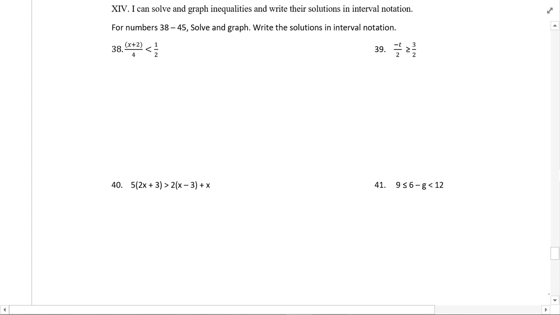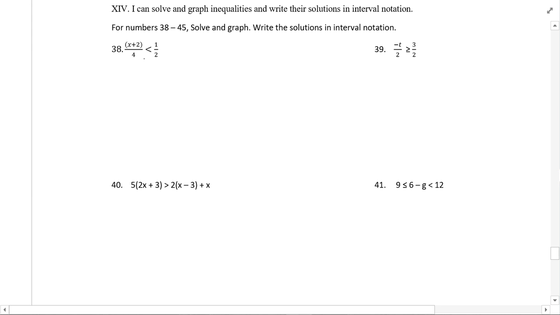19, I can solve and graph inequalities and write their solutions in interval notation. All right, so you'll probably know how to solve these. You probably know how to graph them. The part that you may not be familiar with is the interval notation. And interval notation is just another way of writing our solution. So first let's solve it, and then I'll show you the interval notation.